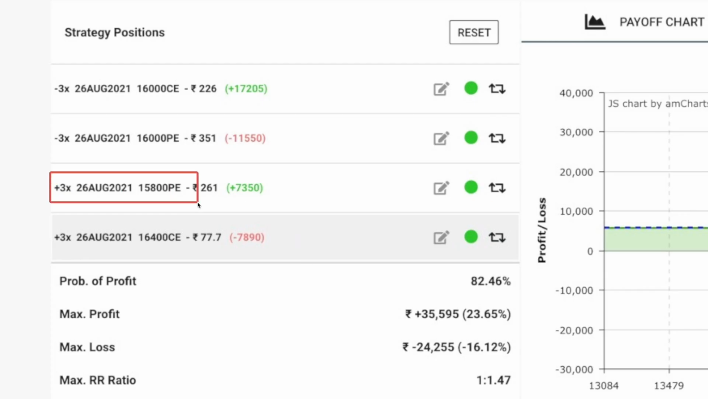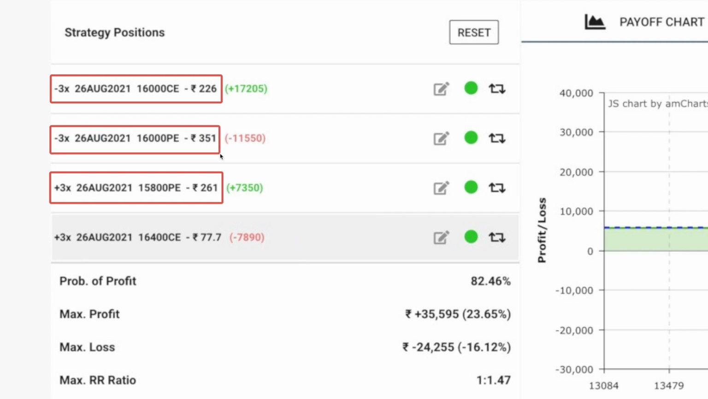Buy 150 quantity of Nifty August expiry 15,800 put at 261. Sell 150 quantity of Nifty August expiry 16,000 call at 226. Sell 150 quantity of Nifty August expiry 16,000 put at 351. Buy 150 quantity of Nifty August expiry 16,400 call at 77.7.